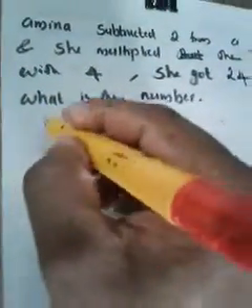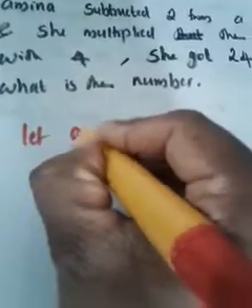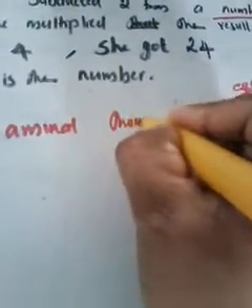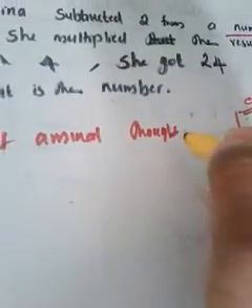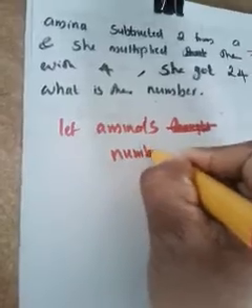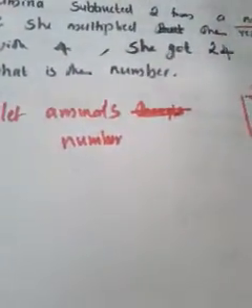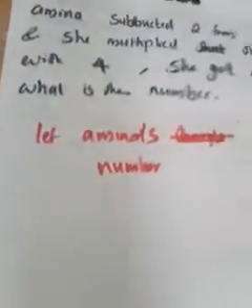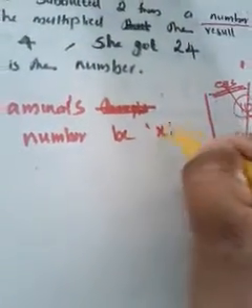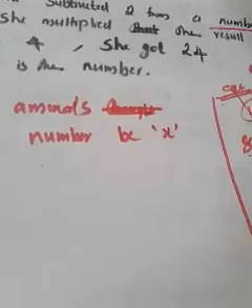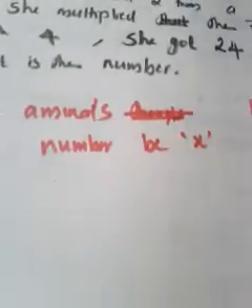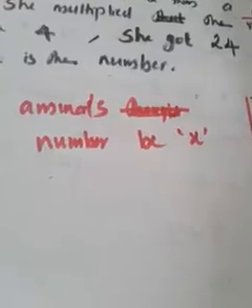So what we have to do? Let Amina's number be some X. Otherwise, if you write more, there will be grammatical errors. Suppose Amina thought of X. You may have understood that X we have to find out. Are you following me? Suppose Amina thought of a number X.